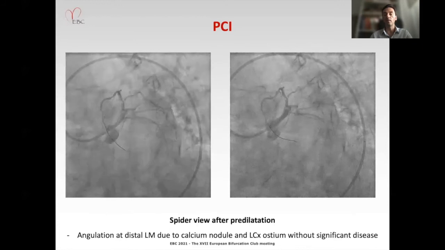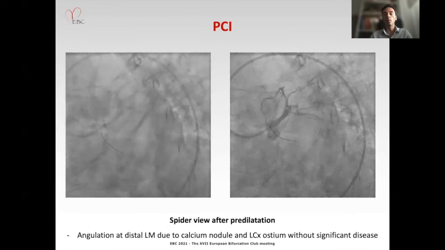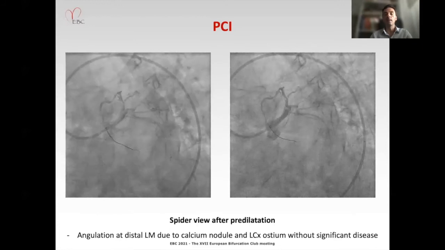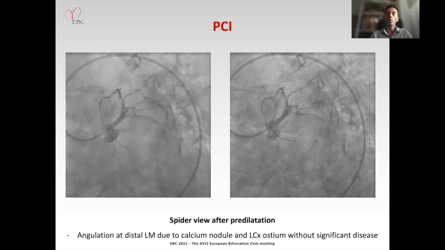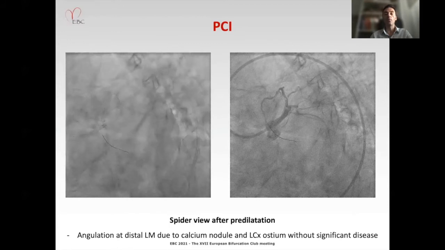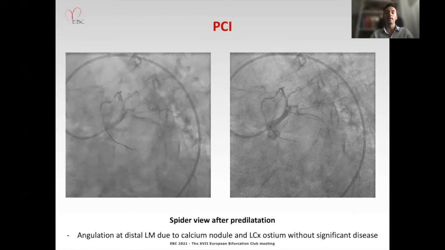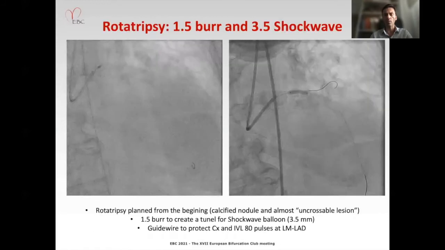We improved the flow a little bit, and we could better observe the calcium nodule at the distal left main protruding at this point, without significant impairment of the ostium of the left circumflex. So we followed with the initial strategy, the rotatripsy, advancing the rota wire through the FineCross and performing a rotational atherectomy with 1.5 bar.